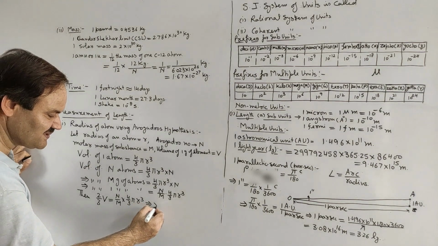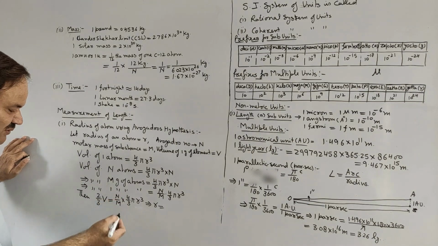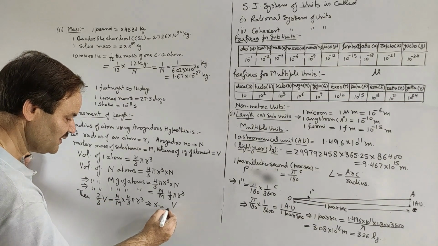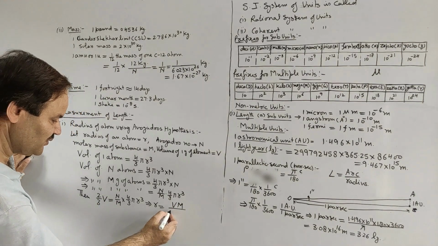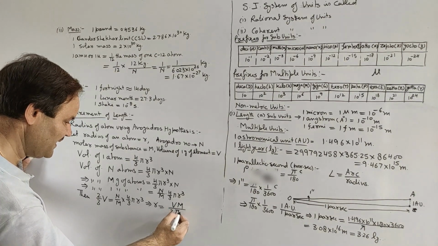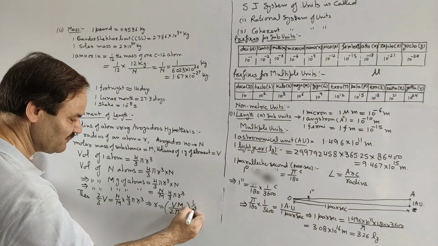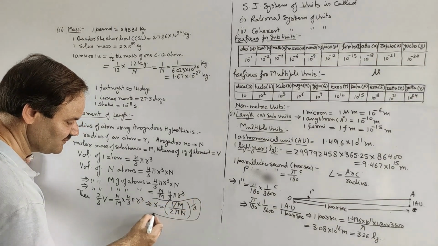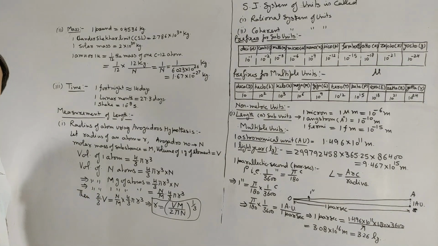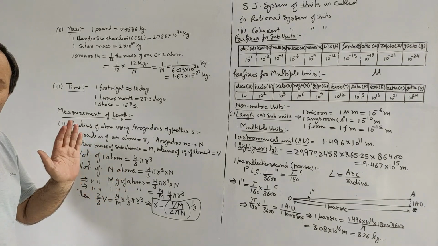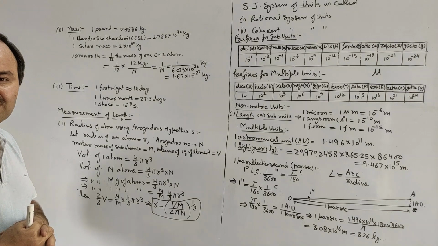And this will give us r is equal to, 3 will get cancelled, 2 to the 4, so (V into M upon 2 pi N) raised to the power 1/3. In this way, we can determine the radius of an atom, assuming that 2/3 of the volume of element is occupied by the atoms.